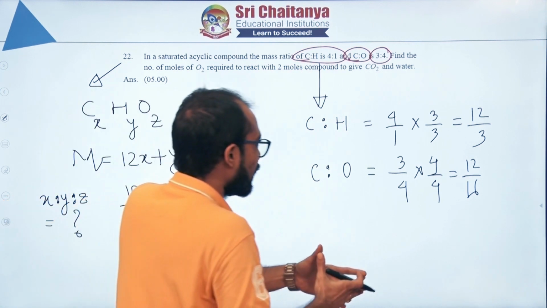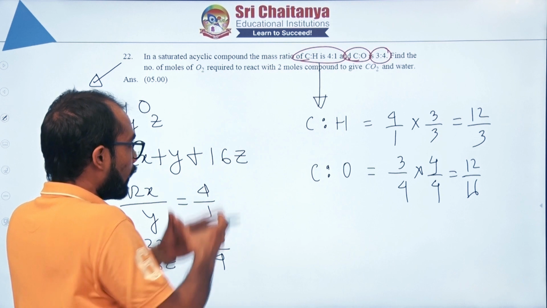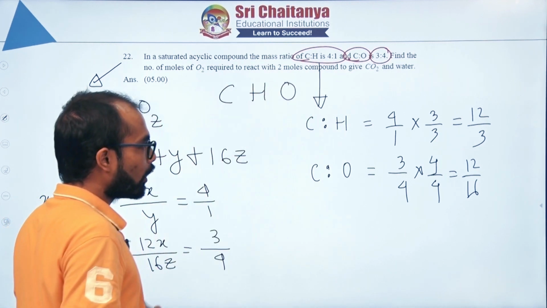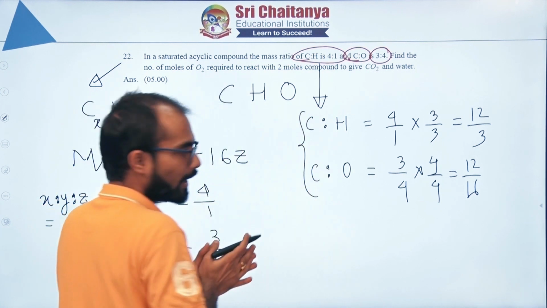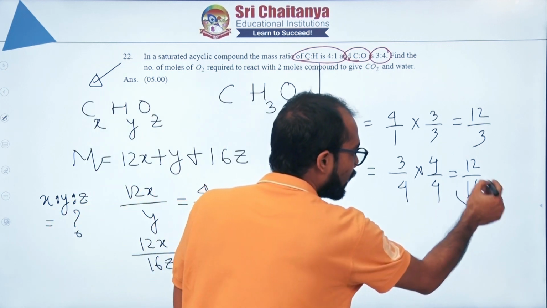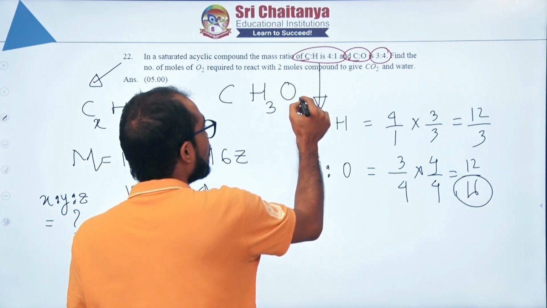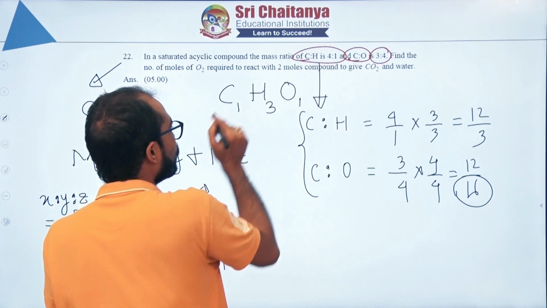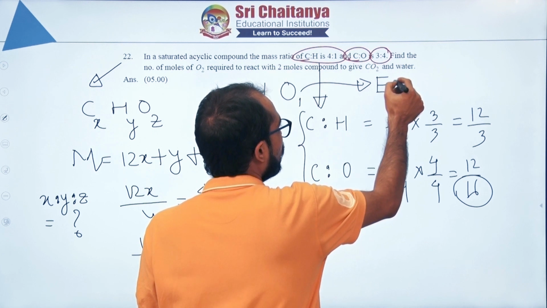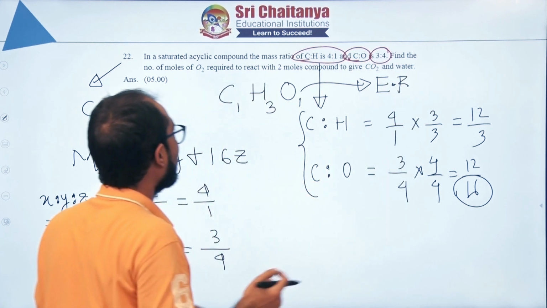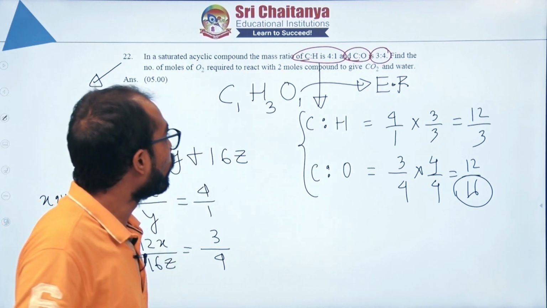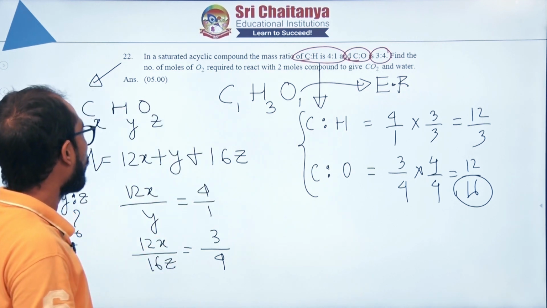Now, if I use this information, then I straight away get the empirical formula, because if this is the ratio, how many hydrogens are there? 3. Because 16 gram means 1 oxygen atom, so the oxygen atom will be 1 and the carbon atom will also be 1. So this is the empirical formula I directly get. Now, what are they asking? Now it is easy. Find the moles of oxygen required to react with 2 moles of the compound to give CO2 and water.